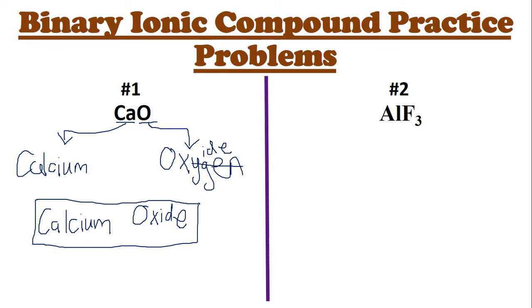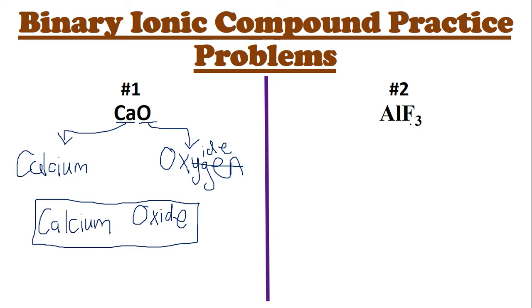Pause this video real quick. Try to do number 2. Did you try it? All right, let's go over and see if you actually got it right. So first off, how many capital letters do you see? I see 2. That makes it binary. Now, is the first element a metal? Yes. Al is a metal. Is F a metal? The second one is a non-metal. It is. So this is ionic.